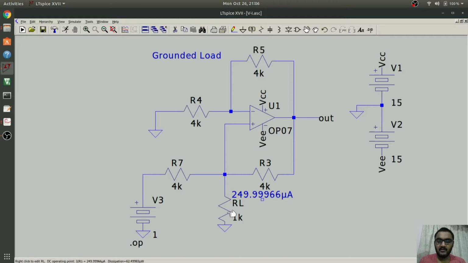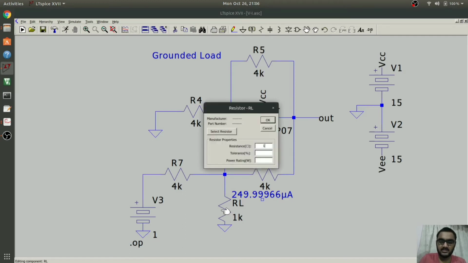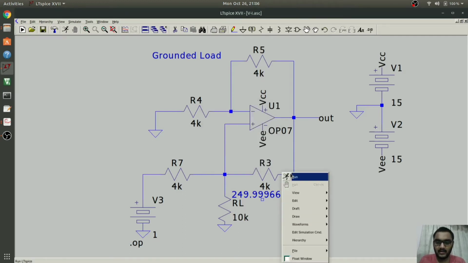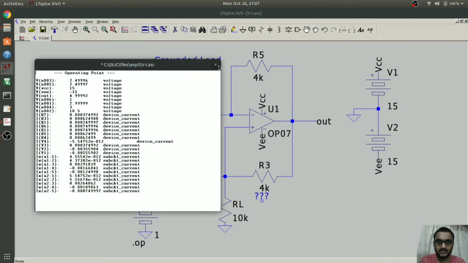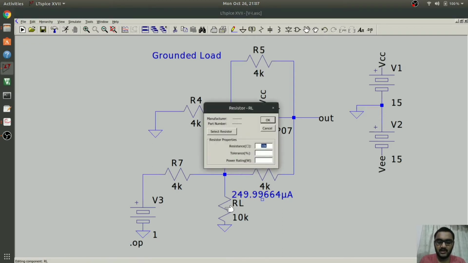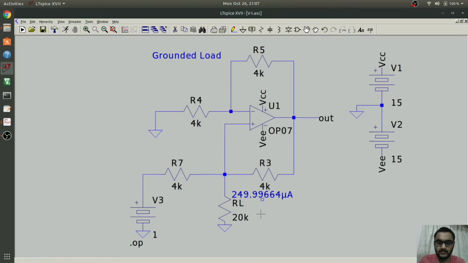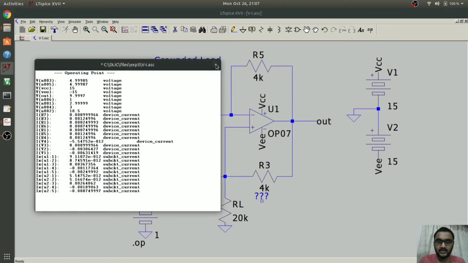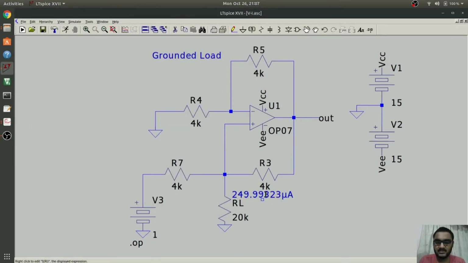Now again to verify, let's change the value of load resistance to 10k and run the schematic again. Close this window. Again, as you can see, the value of load current remains the same. Again let's change this value to 20k and run the schematic. Close this window. Again, as you can see here, the value of load current remains the same even if we change the value of load resistance from 1k to 20k.